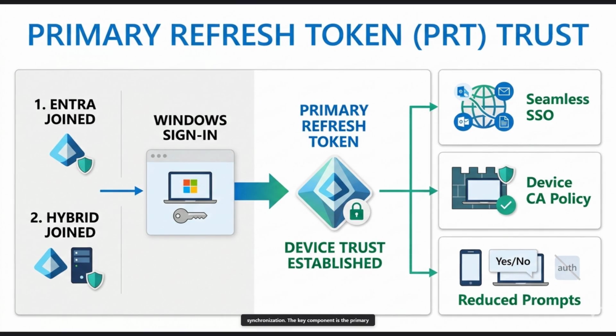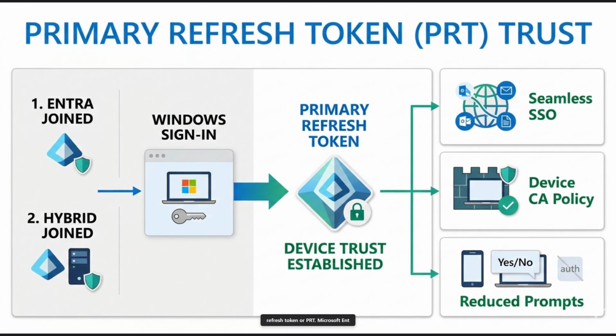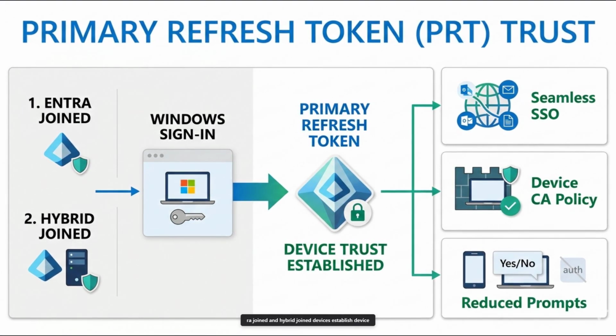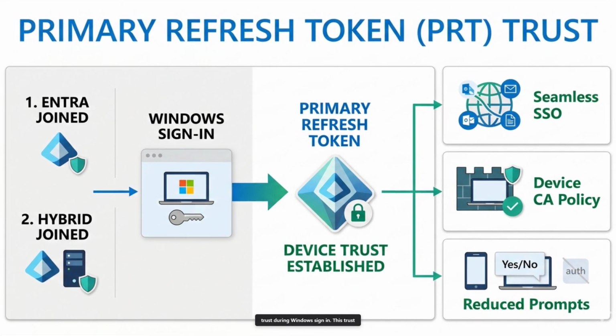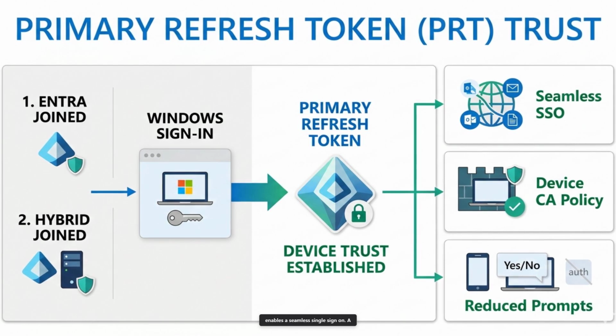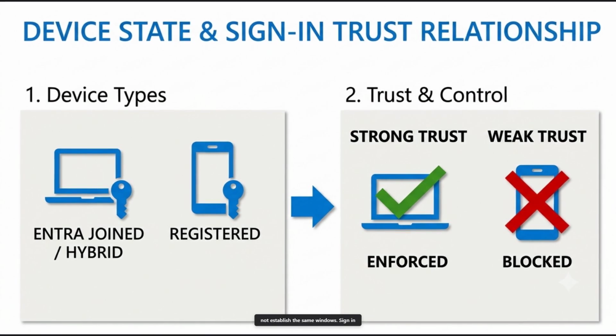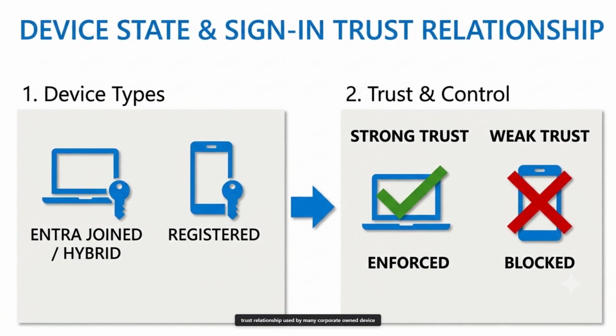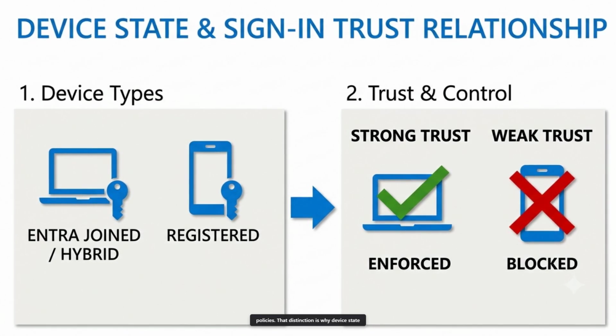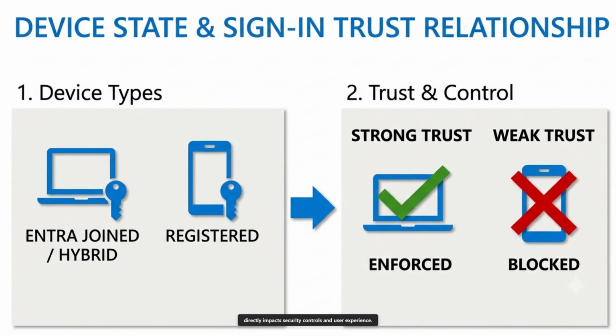The key component is the primary refresh token, or PRT. Microsoft Entra Joined and Hybrid Joined devices establish device trust during Windows sign-in. This trust enables seamless single sign-on, device-based conditional access, reduced authentication prompts, and stronger device identity validation. Registered devices provide device identity, but they do not establish the same Windows sign-in trust relationship used by many corporate-owned device policies. That distinction is why device state directly impacts security controls and user experience.